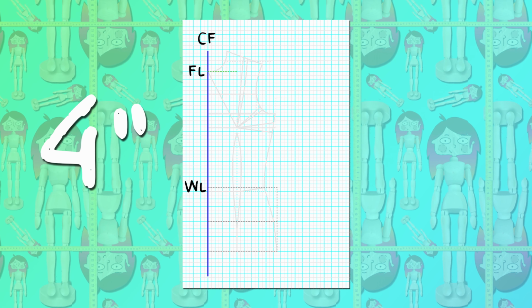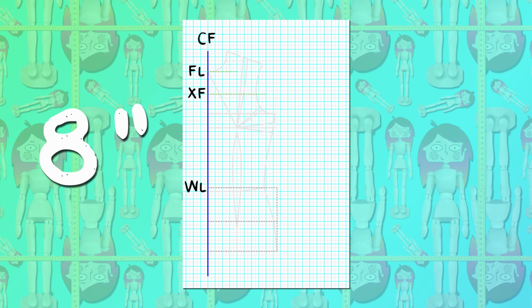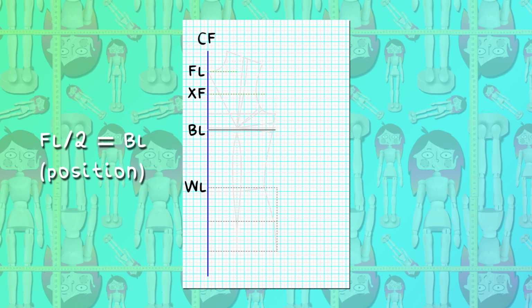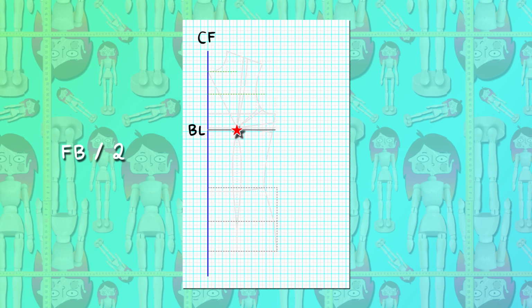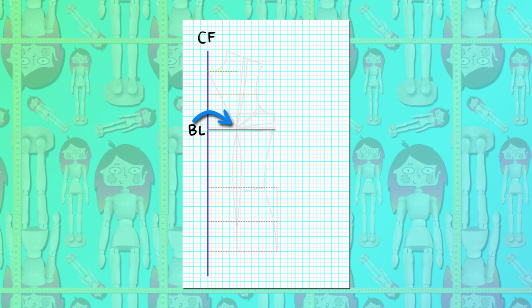Square a line of 4 inches from the center front there, and now 3 inches down, square an 8 inch line for the cross front. Divide your front length in half and that's where your bust line is. On the bust line, mark the dot where your calculated figure breadth is and square a guideline from there. 2 inches above the bust line and prolong to the lower hip.